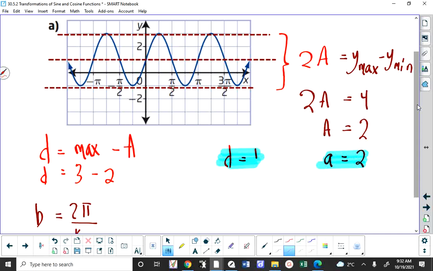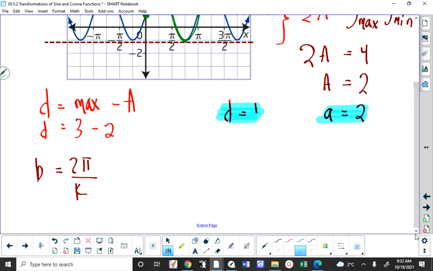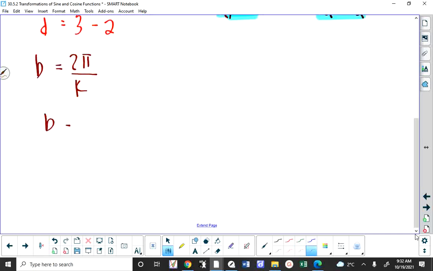I wouldn't recommend starting someplace that's awkward to see. I would probably start here. There's a nice point because I can see up, down, down, up. I can see that it's pi. Is that okay, Julie? Okay, so the period is pi, which means that b is 2 pi over the period, which is pi. B is equal to 2.